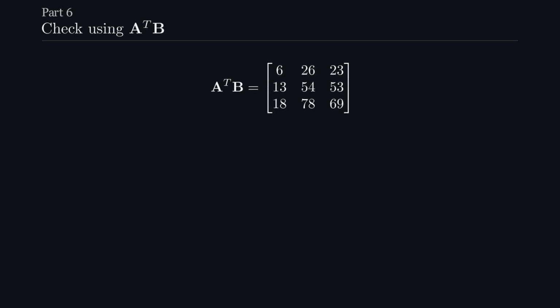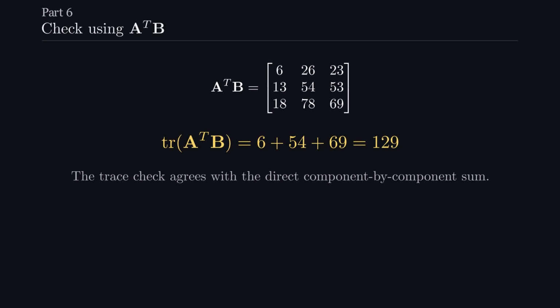Now verify the same number using the trace form. A transpose B has diagonal entries 6, 54, and 69. The trace is the sum of these diagonal terms, again giving 129.